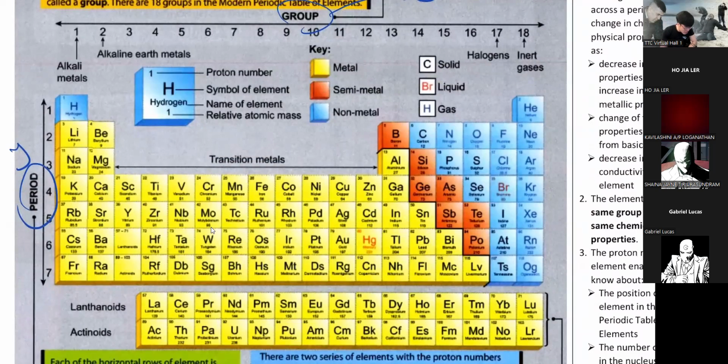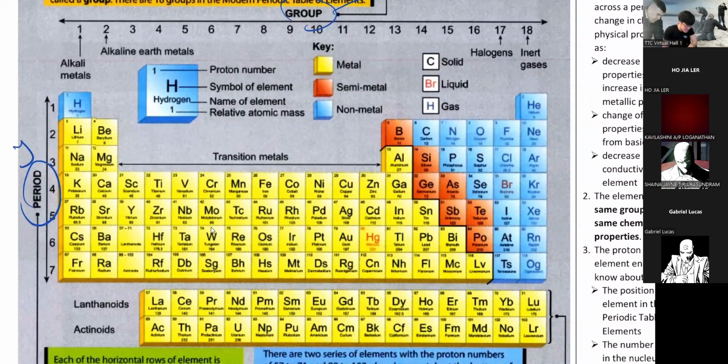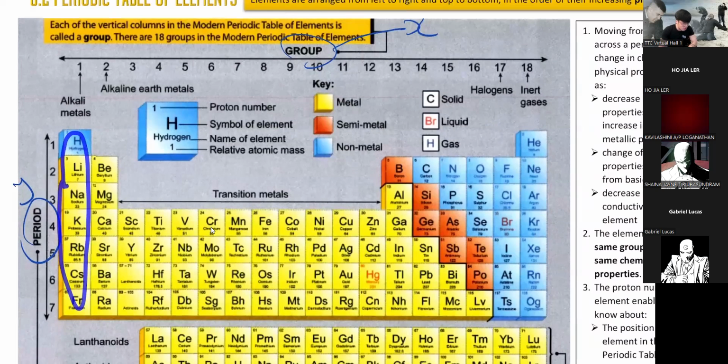Why is there such a weird gap over here? Why can't they just arrange it nicely? There's a reason behind this. Not because they are too free, they just like this shape, they randomly just choose this shape. No. They arrange your periodic table this way because they arrange in such a way that everyone in the same group has the same characteristics.